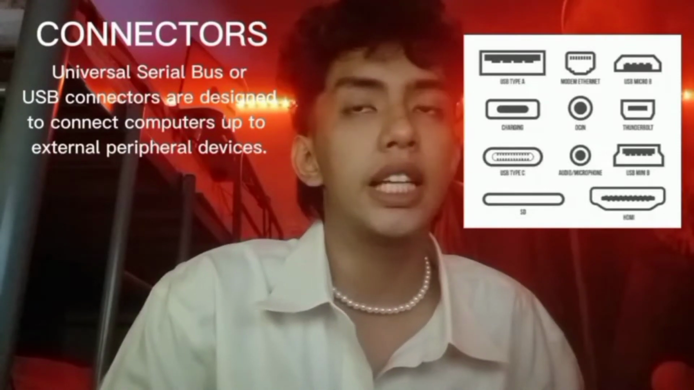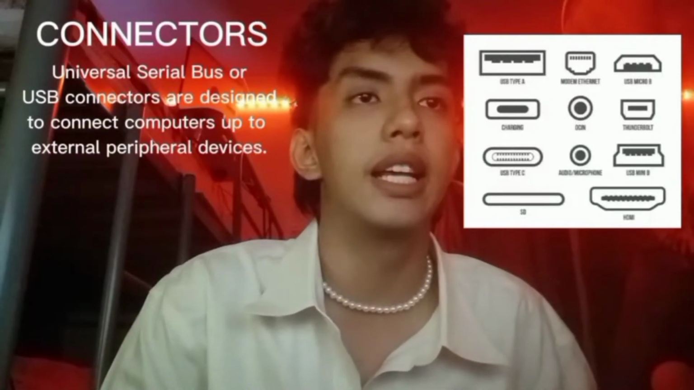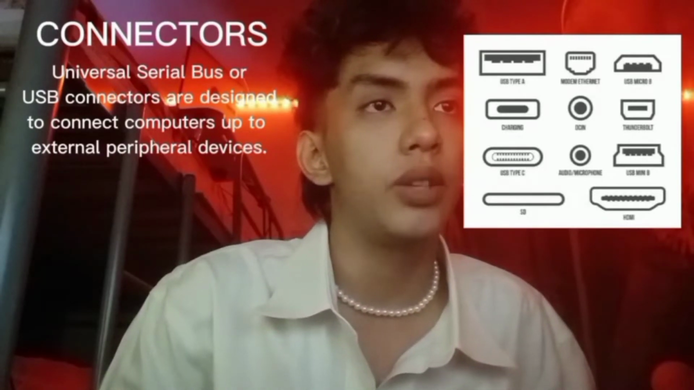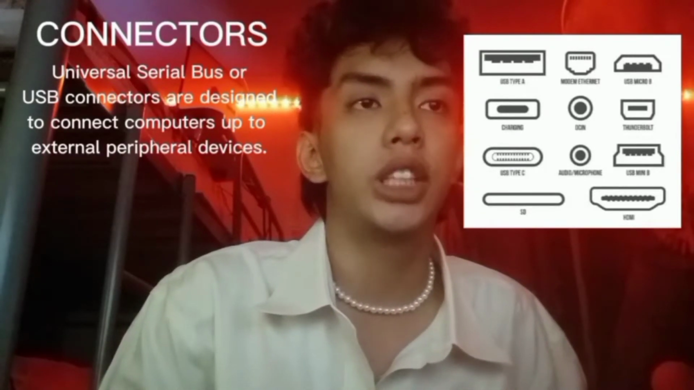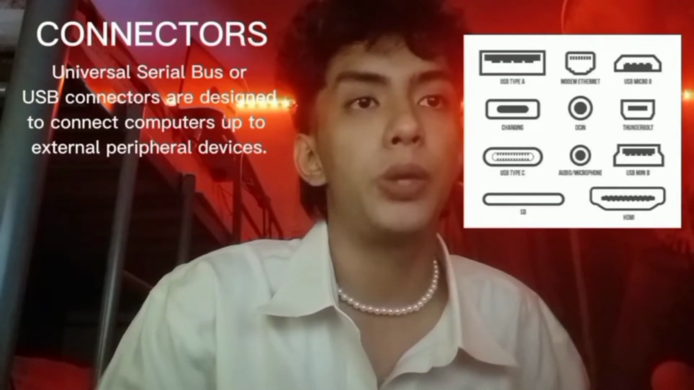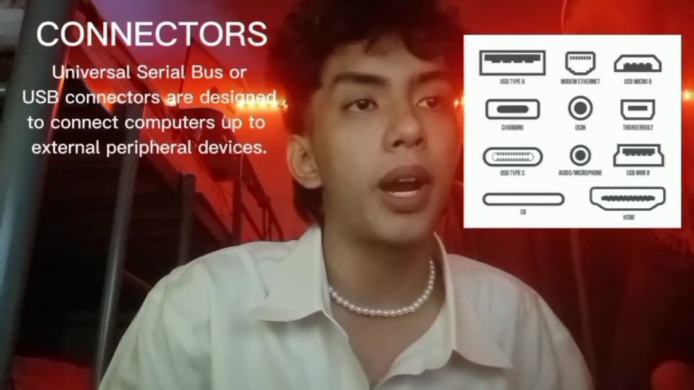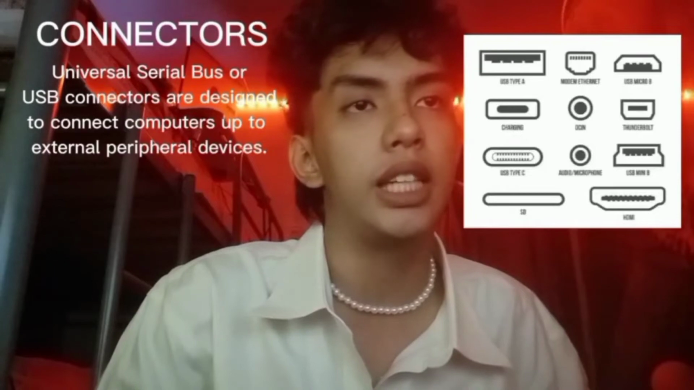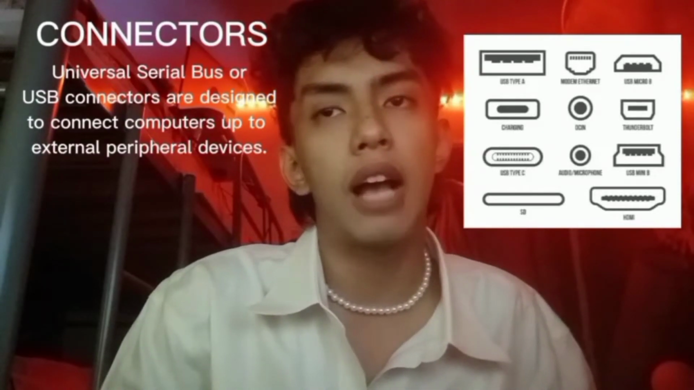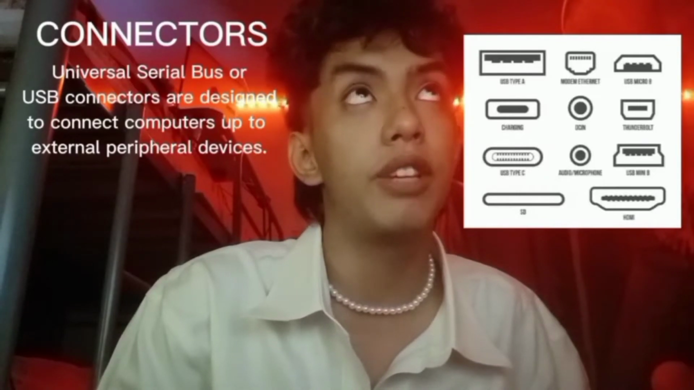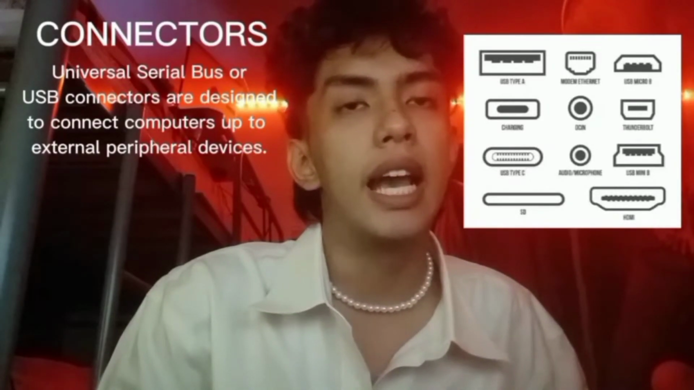We have different kinds of connectors. There is the USB Type A, the modem Ethernet, the USB Micro B, the charging port, the DC in, the Thunderbolt, USB Type C, audio or microphone, USB Mini B, and the HDMI. We also have the ports of the connectors such as VGA and the SATA.